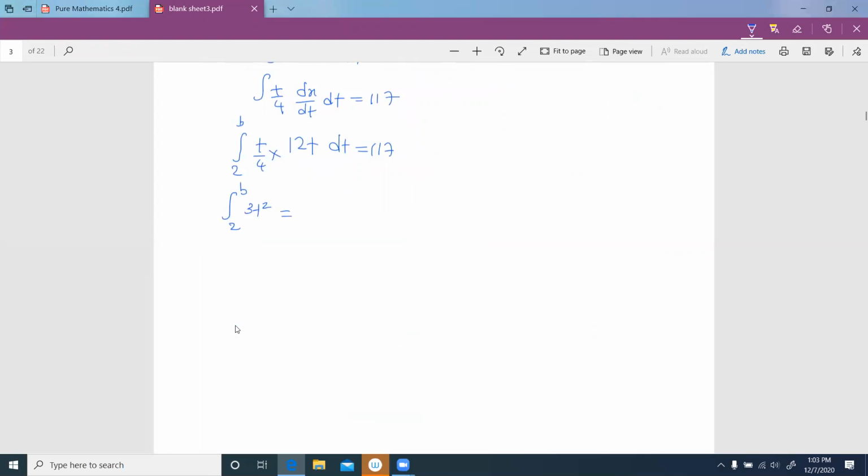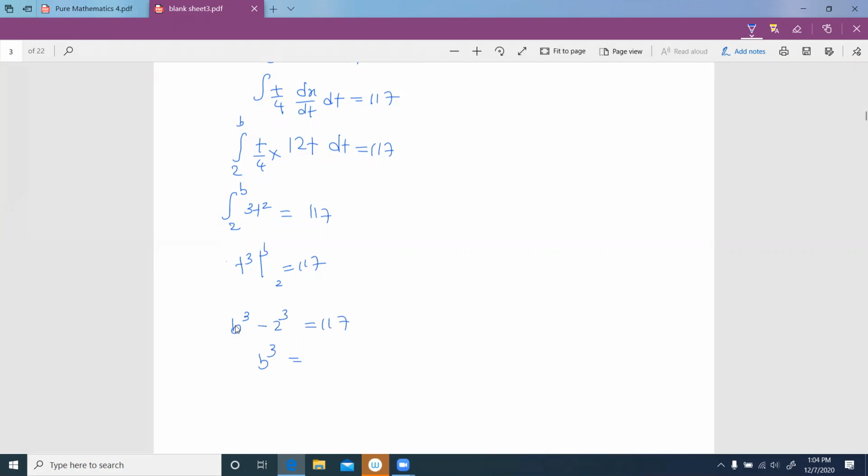3t squared is 117, so you can turn it up to t cubed. T cubed from b to 2 is 117. What do you get? b cubed minus 2 cubed is equal to 117. With that you can get b cubed equals 117 minus 8.